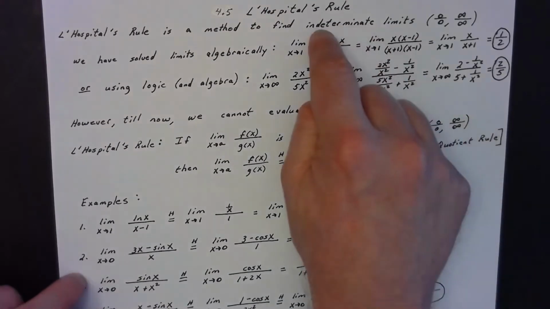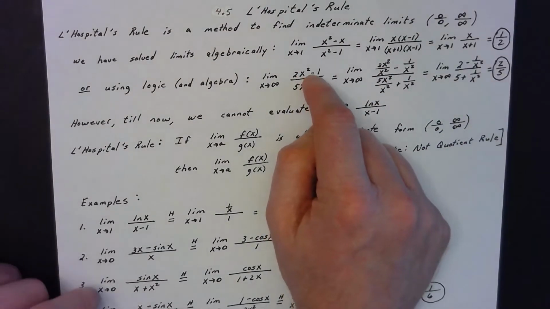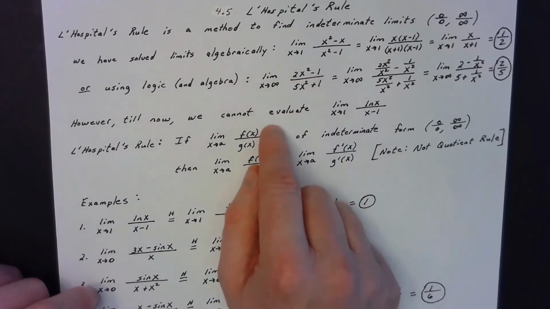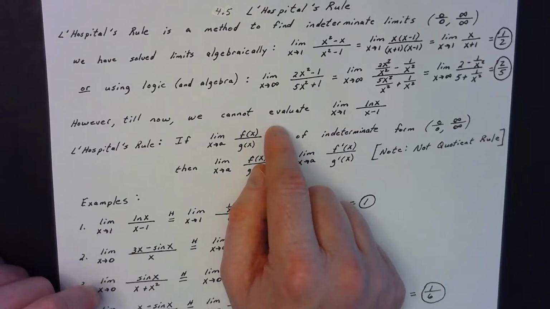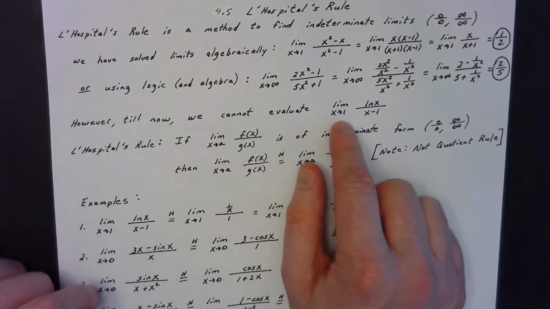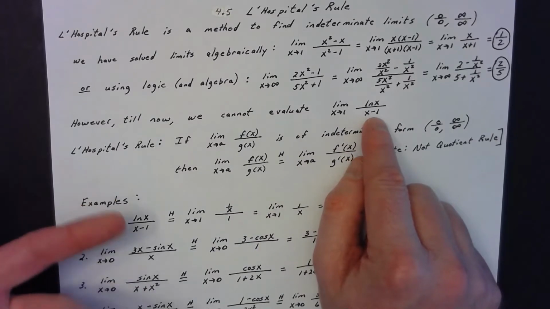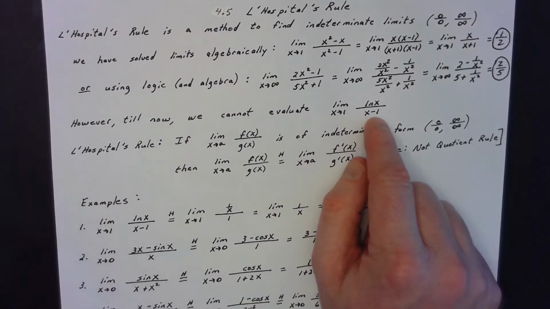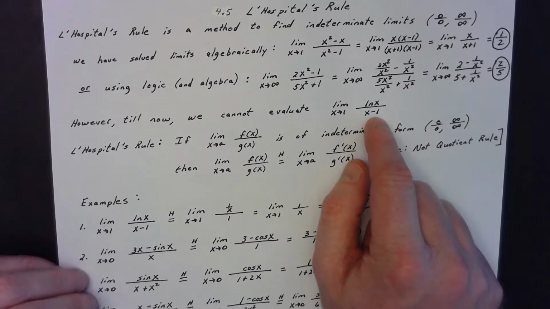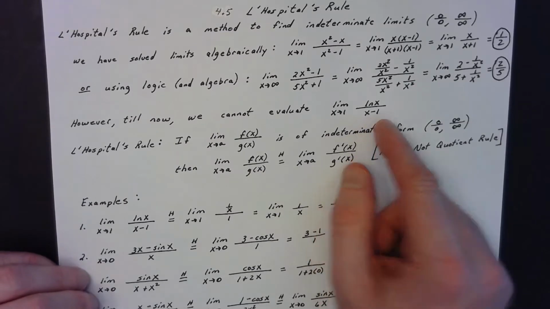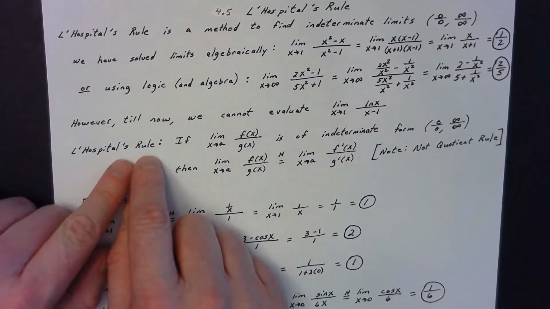Now, what these two types of algebraic limit solutions cannot handle is what we're doing now. Until now, we couldn't evaluate the limit as x approaches 1 of the natural log of x over x minus 1. There is no algebraic simplification to that. That does not mean that the limit doesn't exist, it's just that algebra can't show it. So L'Hospital's Rule is something that's going to become very necessary and very useful.